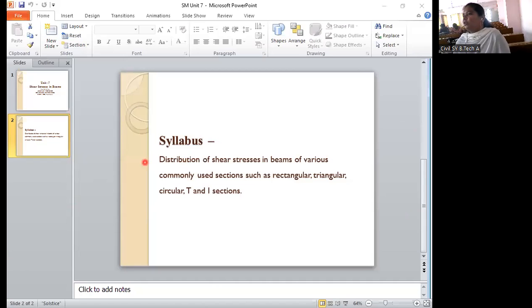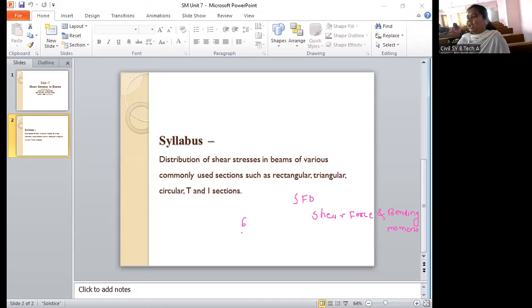Here we have to focus on the distribution of shear stresses, so how stresses will be distributed in various sections, likewise rectangular sections, triangular sections, circular, T and I sections. Okay, so already we have completed unit number 5. What is our unit number 5? Shear force and bending moment.